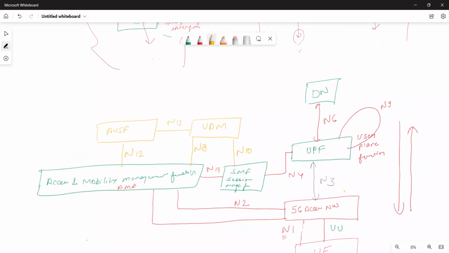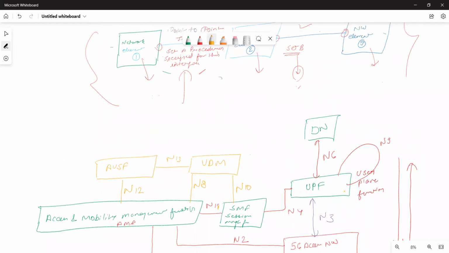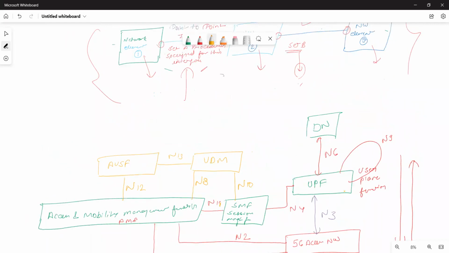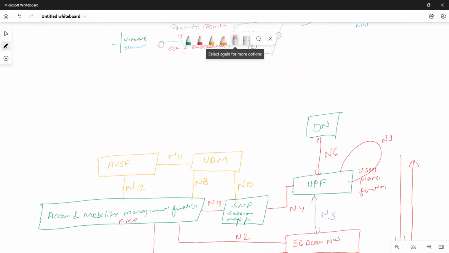So now we're gonna go for PCF, that is your policy control function. I'm going to delete this first so that we have some space over there.